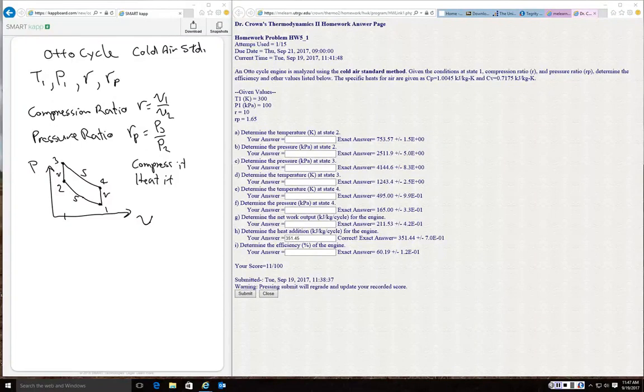And let's review the 4 processes for our engine. We have compress it, and heat it, expand it, and cool it. And this is process 1 to 2, 2 to 3, 3 to 4, and 4 to 1. So how do we compress it? Well, we compress it isentropically, or delta S equals 0.